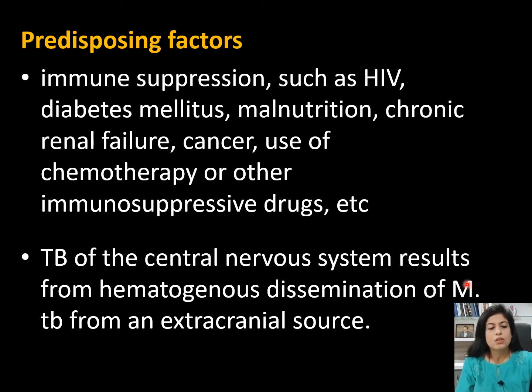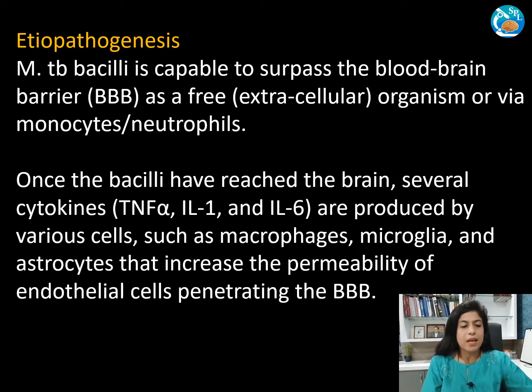Now, the tubercle bacilli come through hematogenous dissemination from an extracranial source to the brain. M. tuberculosis is capable of crossing the blood-brain barrier as a free, that is extracellular, organism, or via monocytes and neutrophils. Once the bacilli have reached the brain, several cytokines, tumor necrosis factor alpha, interleukin 1 and 6, are produced by macrophages, microglia, and astrocytes that increase the permeability of the endothelial cells penetrating the blood-brain barrier.